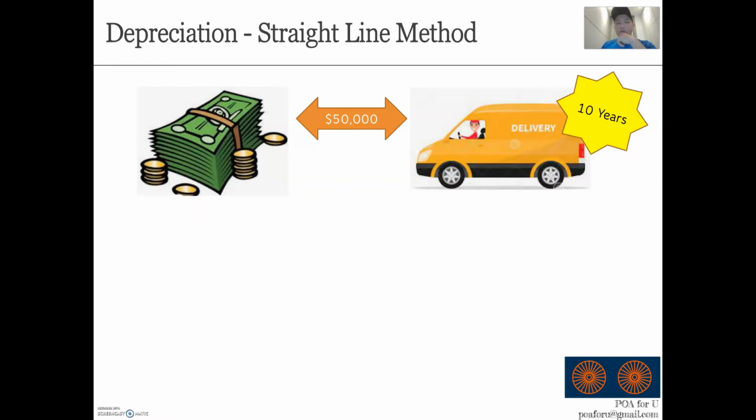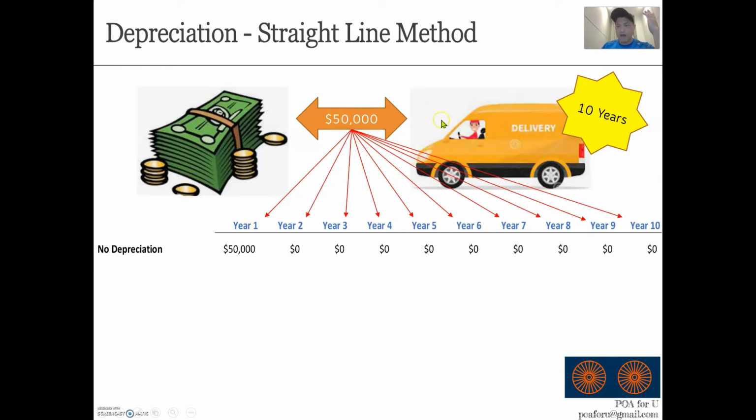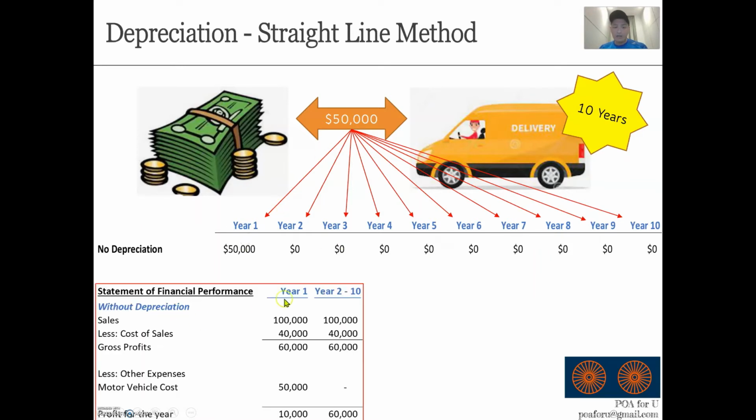And if we don't depreciate, we will find ourselves in a situation where this 50,000 will be charged to the first year of life of this delivery van, and subsequently in the second to the 10th year, the charge would be zero, right? And the implication of that is, if you charge everything to 1 year, then in your statement of financial performance, where you have your sales and gross profits, in your other expense portion, you will have a motor vehicle cost charged in the first year of 50,000. And then in the second to 10th year, you will have nothing.